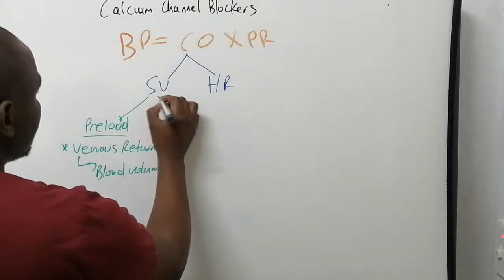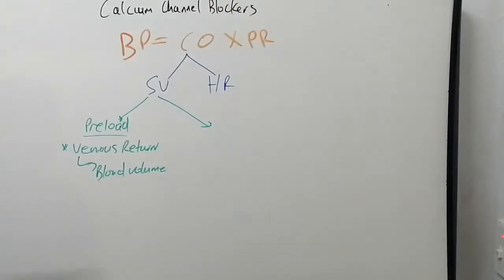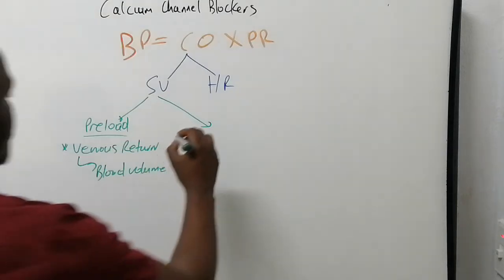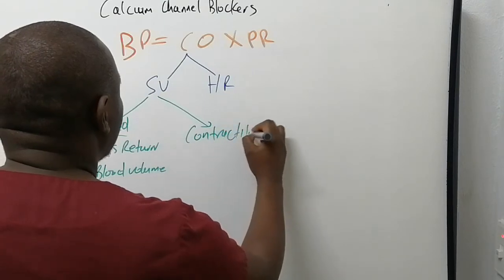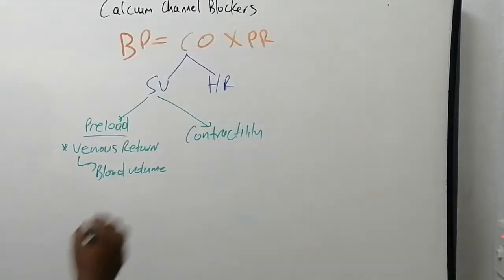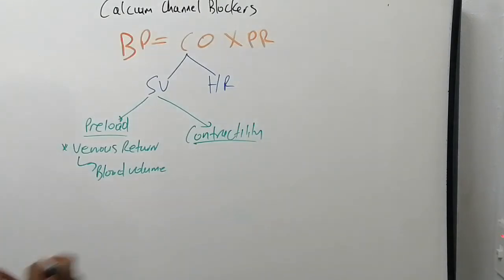Also, another contributing factor to stroke volume is contractility. The more forcefully the cardiomyocytes are contracting, the more stroke volume you'll have, the more cardiac output you'll have, and the higher your BP will be, right? Okay.